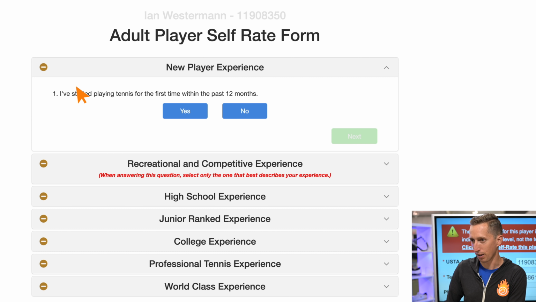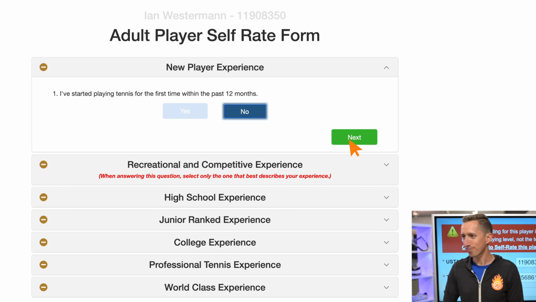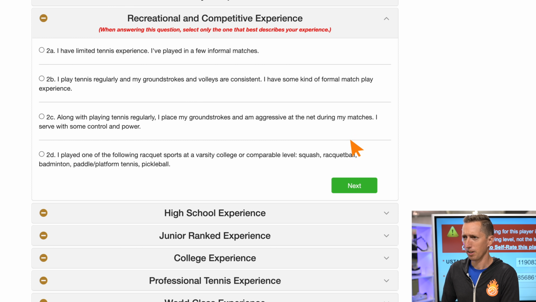Right, new player experience. I've started playing tennis for the first time in the past 12 months. No. When answering this question, select only the one that best describes your experience. Recreational. I place my ground strokes. I'm aggressive at the net during my matches. I serve with some control and power.